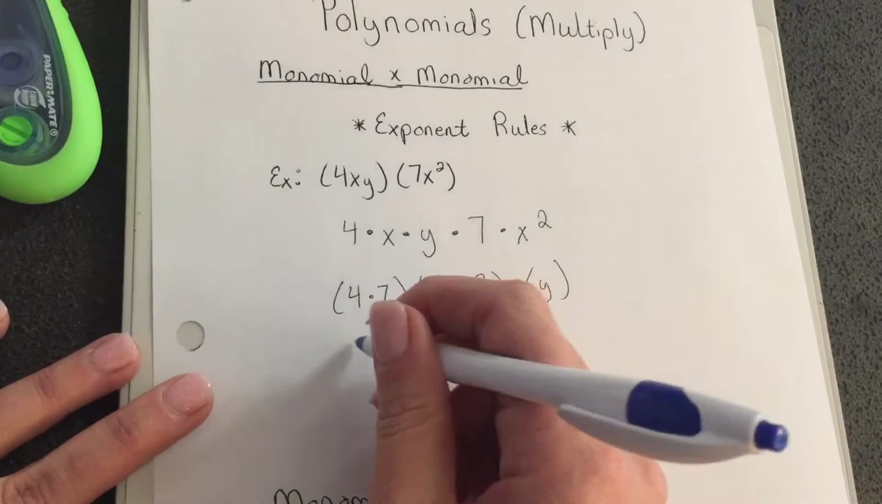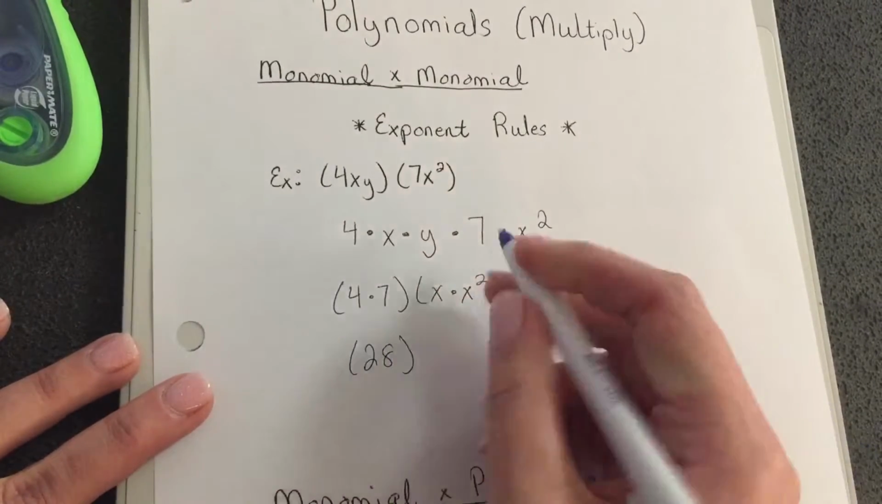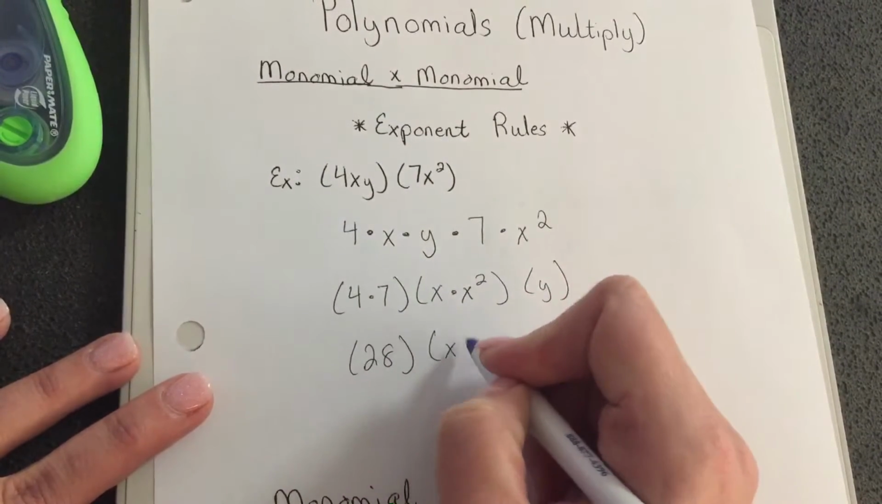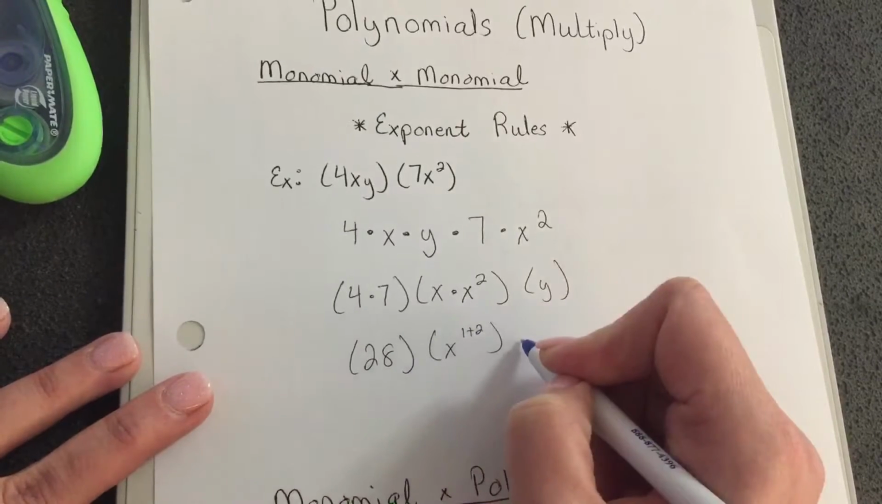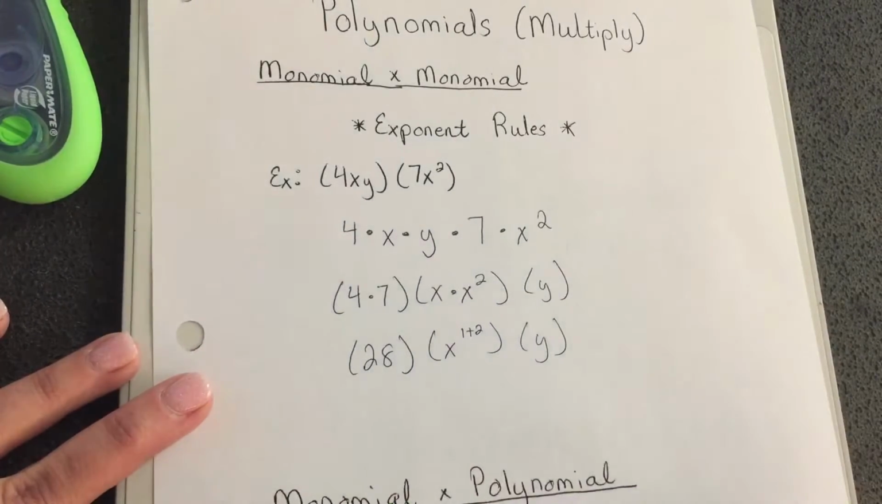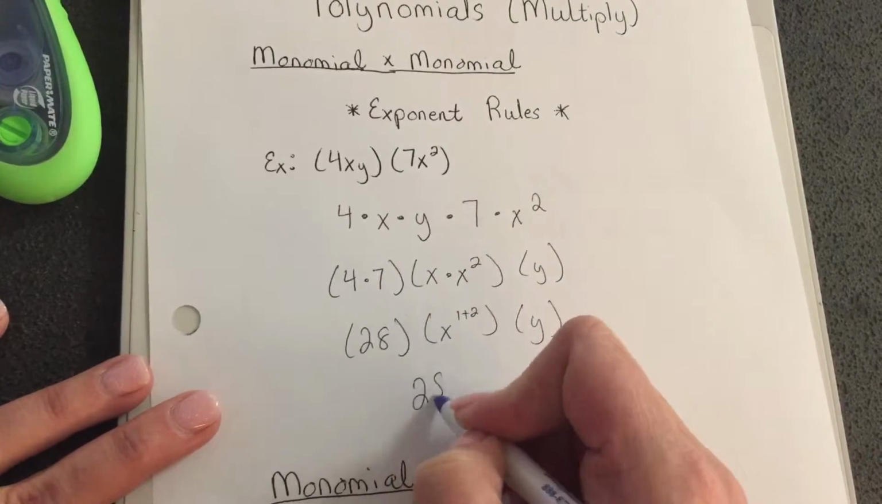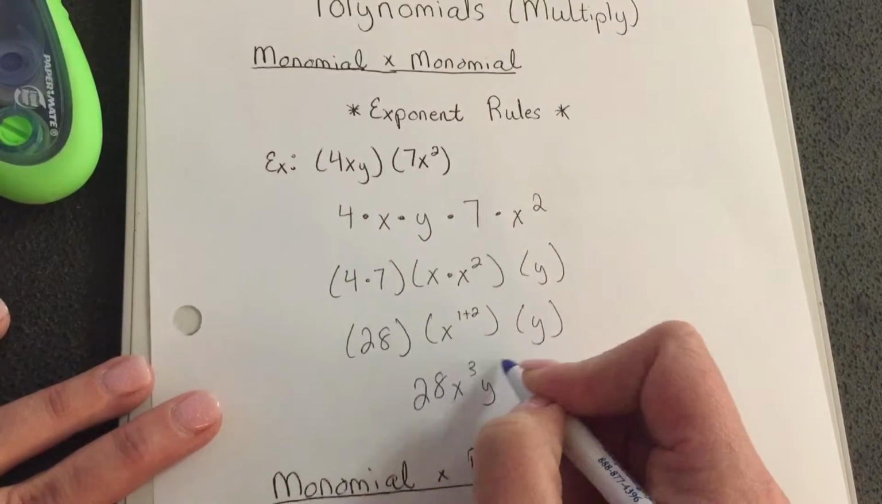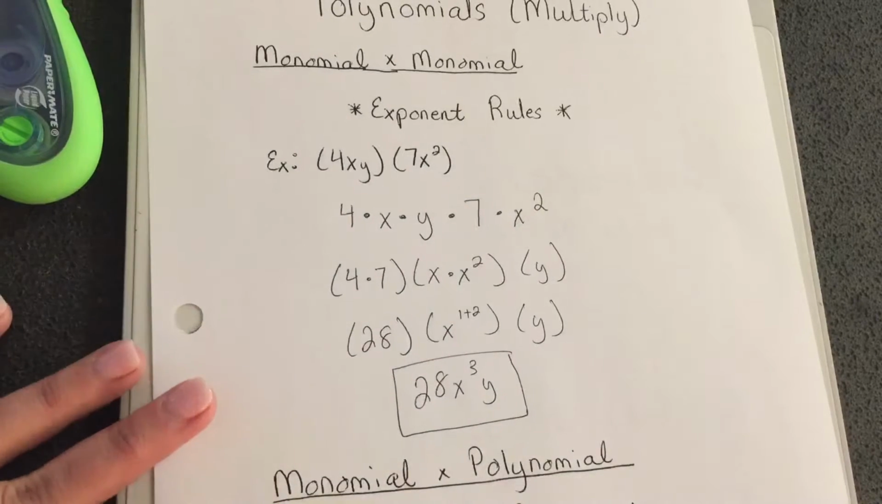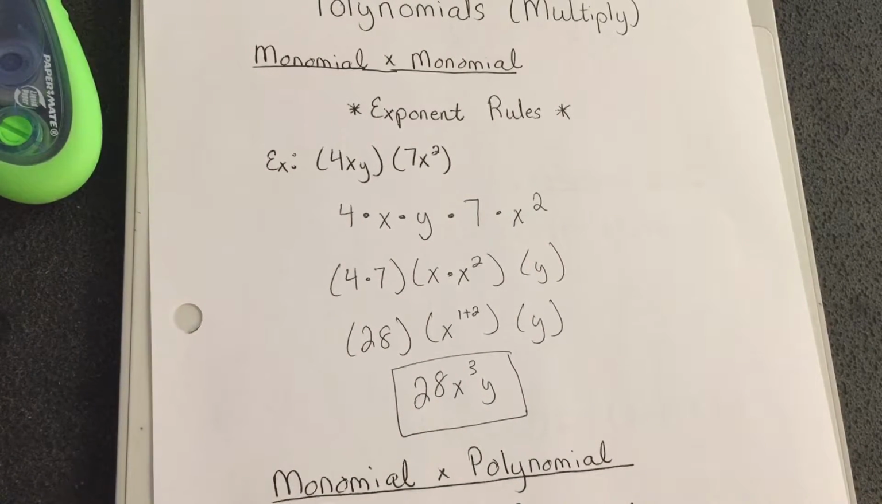4 times 7 is 28. Right here we have x to the 1 plus 2, because that's our exponent rule, and y. So our answer is 28x cubed y. So anytime you're multiplying a monomial, one term, by another term, then you're just going to use your exponent rules.